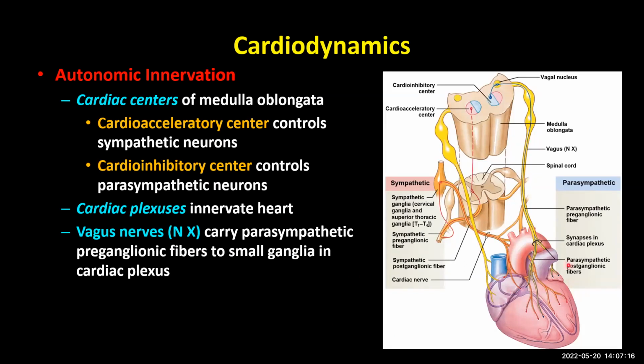The heart is supplied by the cardiac plexus. The cardiac plexus is a bunch of nerves surrounding the heart. Part of it is the sympathetic system, and the other part is the parasympathetic system. The sympathetic system is coming from the medulla oblongata. There are two centers in the medulla. One is the cardioacceleratory center, which is more lateral, and it sends signals to the lateral horn of the spinal cord.